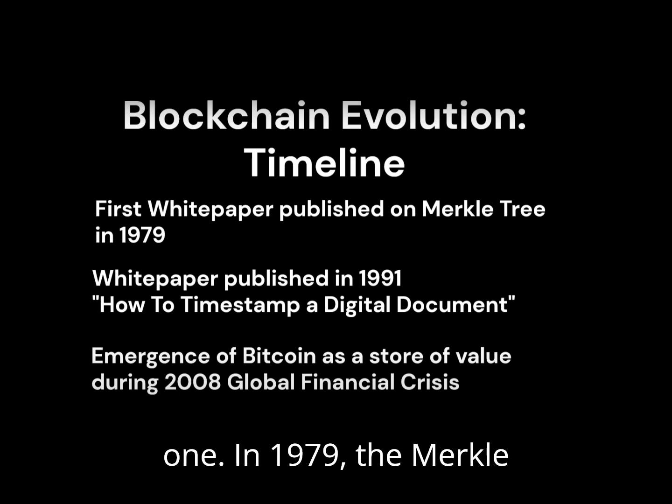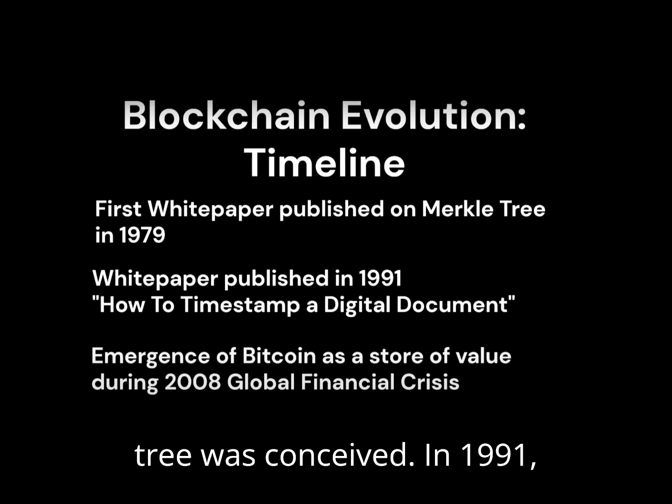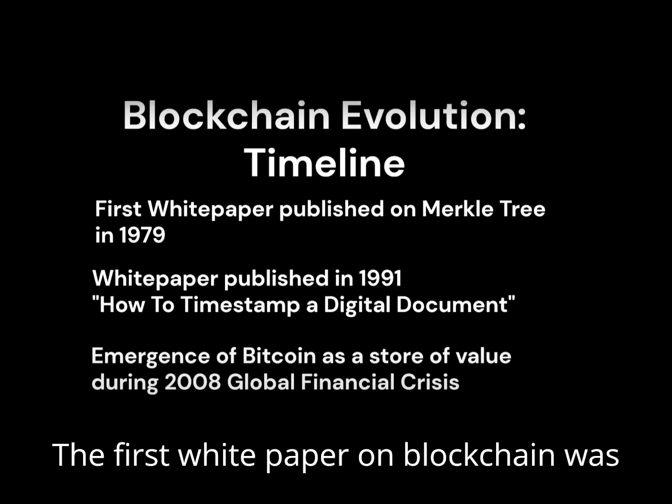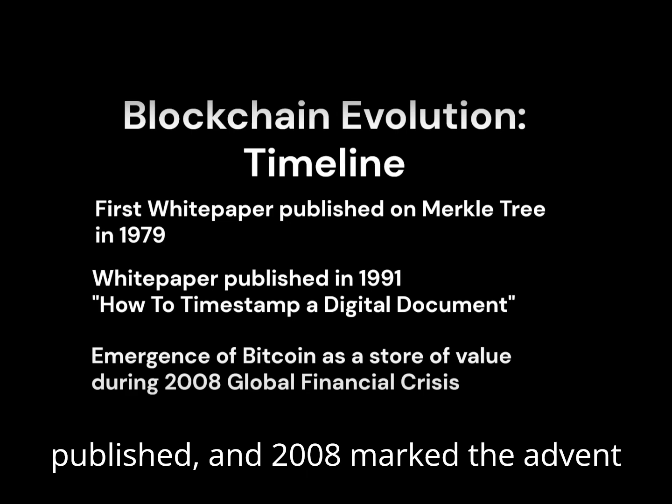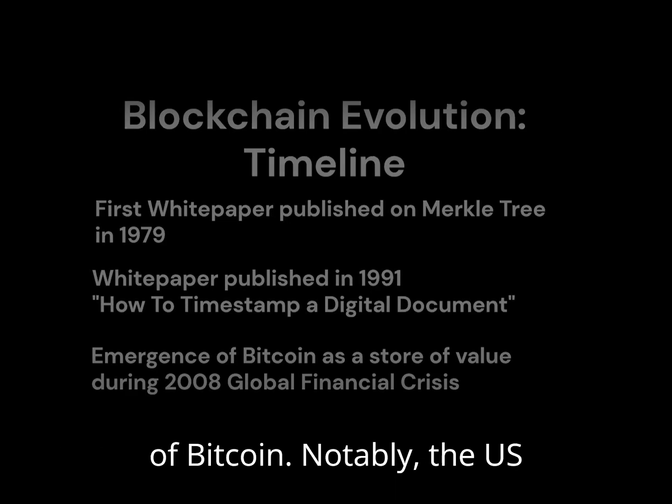Let's recall 3 significant years that marked blockchain's evolution from Part 1. In 1979, the Merkle tree was conceived. In 1991, the first white paper on blockchain was published. And 2008 marked the advent of Bitcoin.